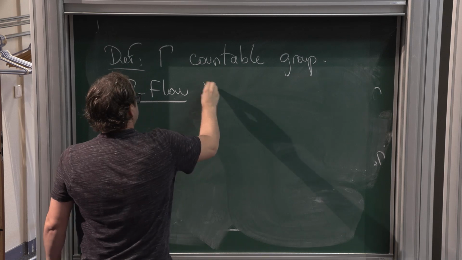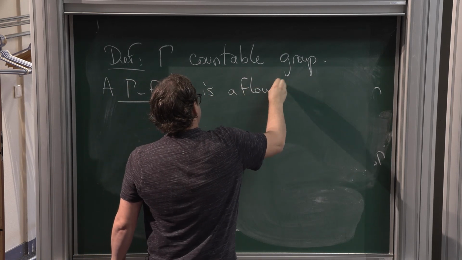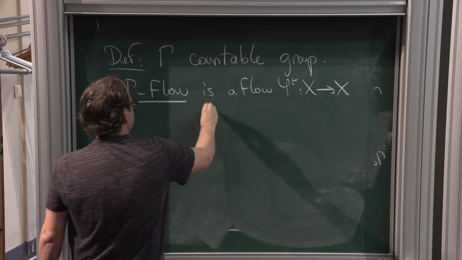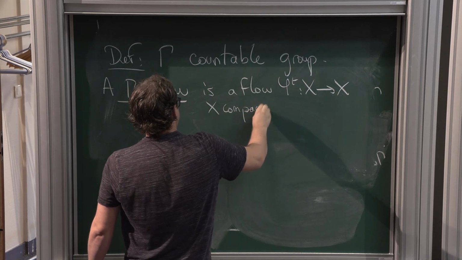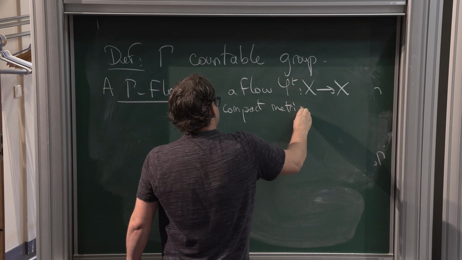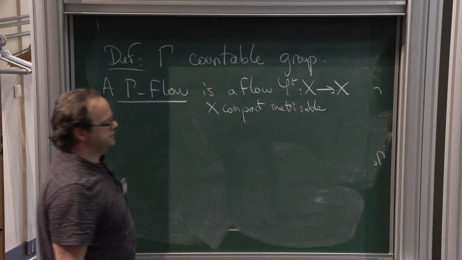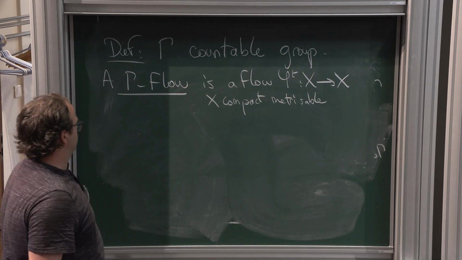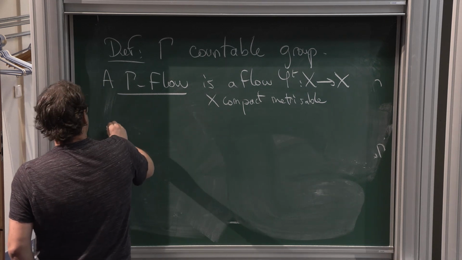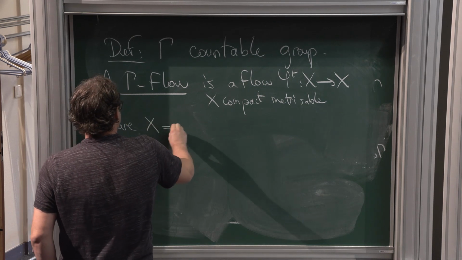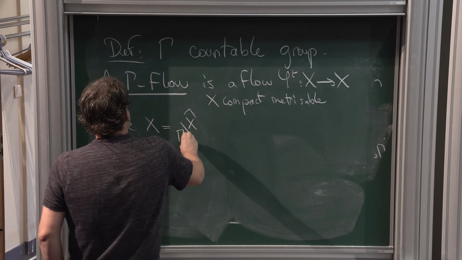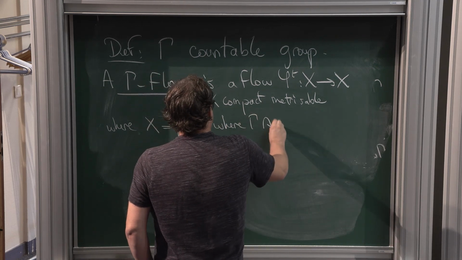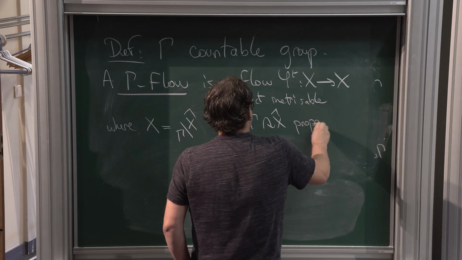What we'll call a gamma flow will be a flow phi t on some space x, where x is a compact, say, metrizable space, something nice. Phi t is a continuous flow without fixed point, as always. And the assumption for a gamma flow is that x is a quotient of another space x hat by an action of gamma, where gamma acts properly, discontinuously, and co-compactly.